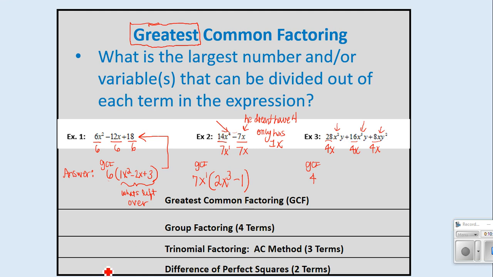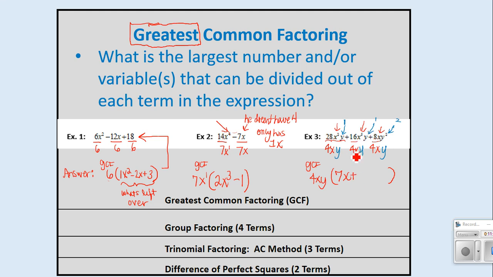Okay, now let's look at the y. This y has 1, this term has 1y, this term has 1y, and this term has 2 y's. The most I can take from either one of them is 1y. So what they have in common is 4xy. Now if I divide out a 4xy, what do I have left over? 28 divided by 4, 7. X squared, take out an x, I'll have an x left. Have a y, take that y out, I don't have any y's left.